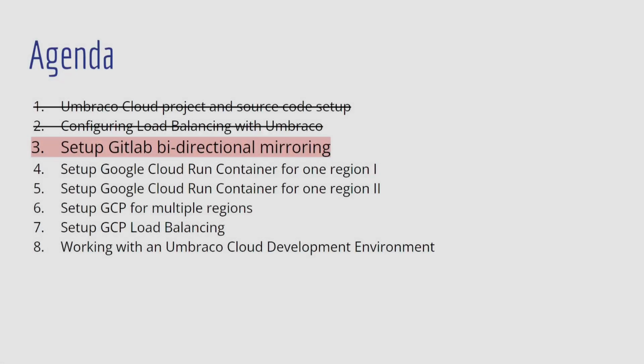In a previous video, we have configured load balancing with Umbraco. In this video, we are going to use GitLab's bidirectional mirroring as an external repository to pull and push changes from Umbraco Cloud and also to push the changes to a GitHub repository.